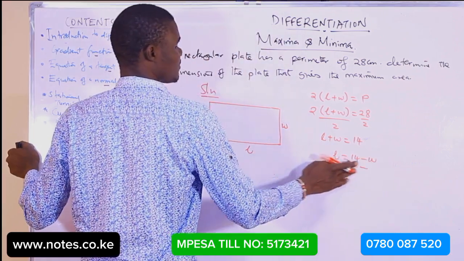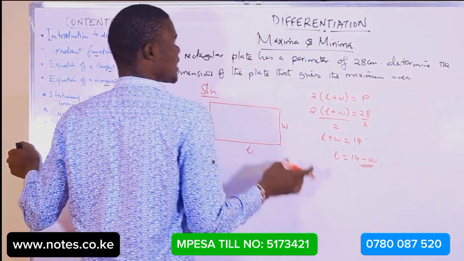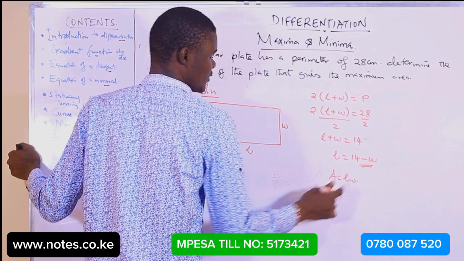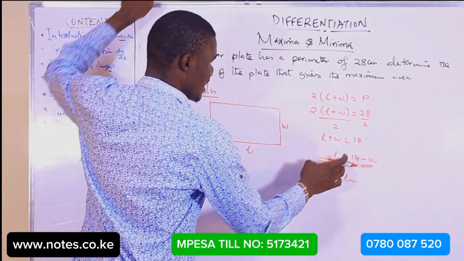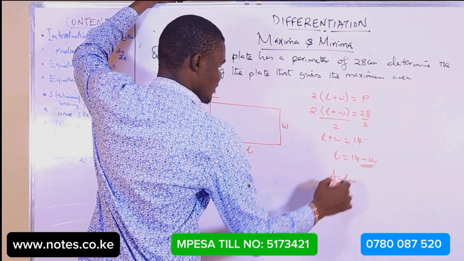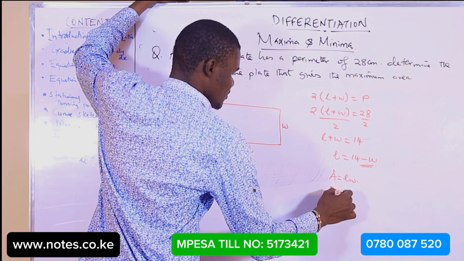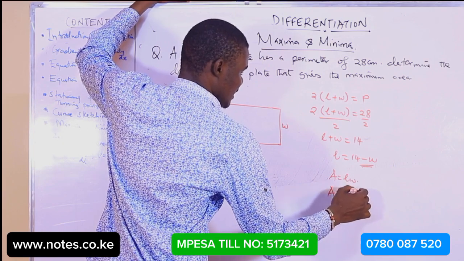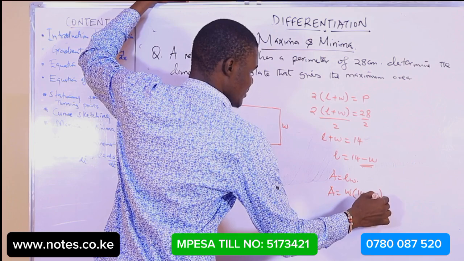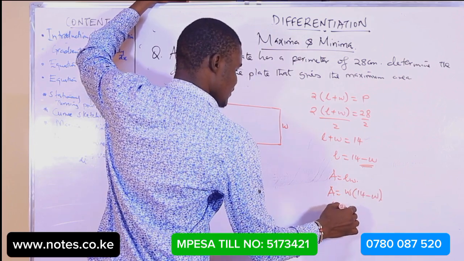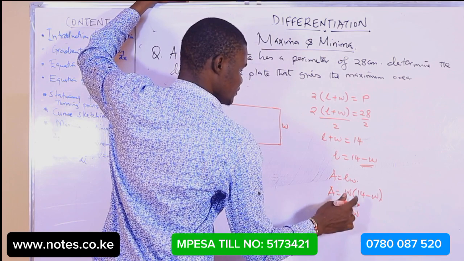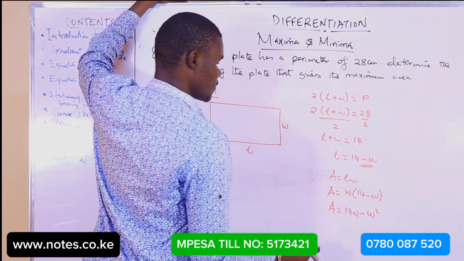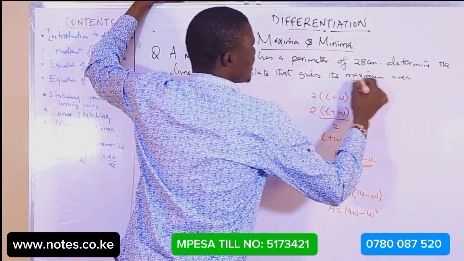So therefore, with this, making this the subject of the formula, we can now get the area. And we know that area is equal to length by width. So we're going to multiply our length by width. Our new length is this. So we're going to say area is equal to width times length, which is 14 minus W. So our area will be given by 14W minus W squared.